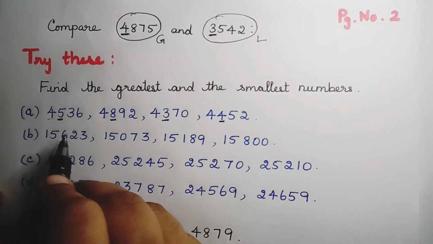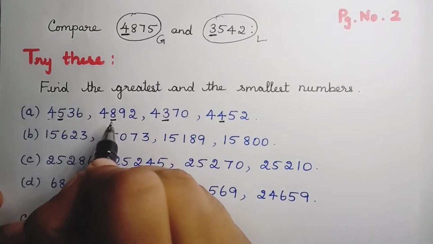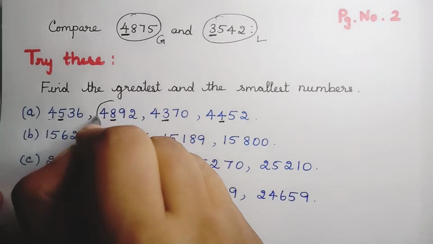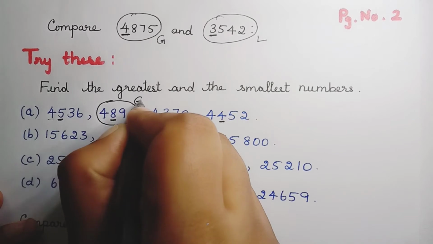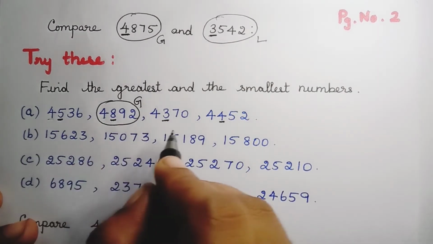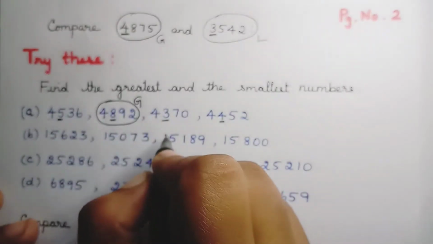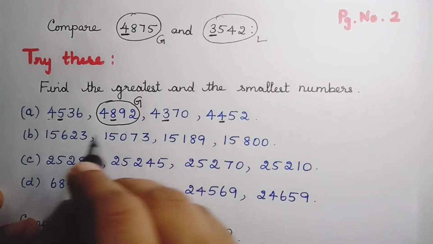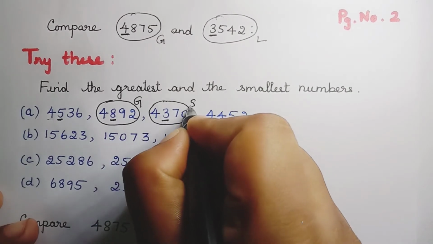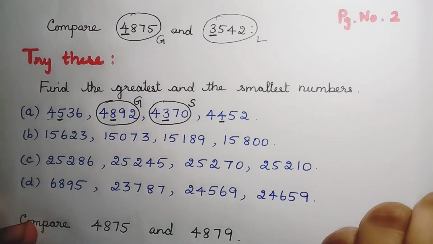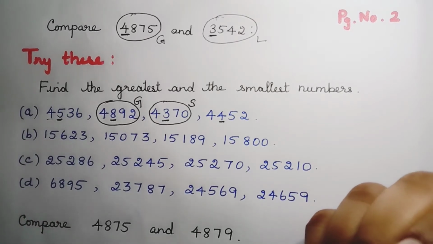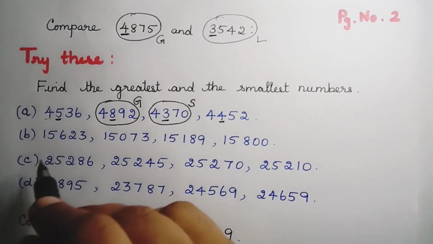Okay, so from this can you find out which is the biggest number? So 8 is bigger than 5, 3 and 4. So this is the greatest number. Okay, so what is the smallest number here? So 4370. Okay, 3 is smaller than 4 and 5. So you have 4370 as the smallest number. Okay, in a similar way find out the biggest and the smallest number for the second question.